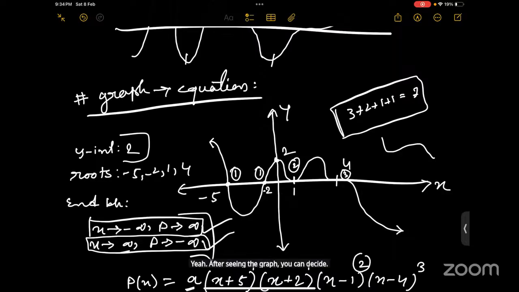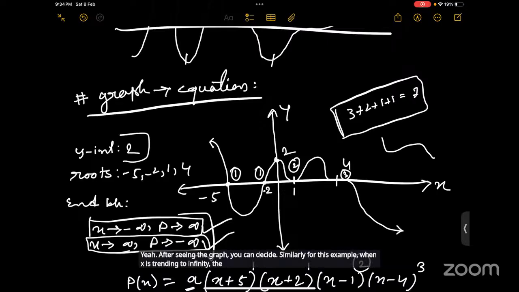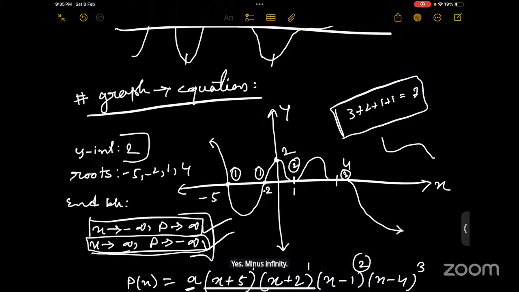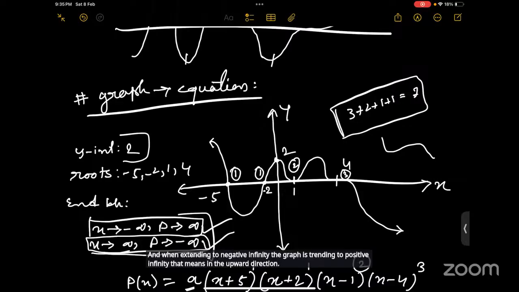Similarly, for this example, when x is tending to infinity, the graph is tending towards the downward direction, right? That means when x is tending to infinity, the graph will be tending to minus infinity. That means this second line, right? And when x is tending to negative infinity, the graph is tending to positive infinity. That means in the upward direction. That's the first line, right? Yes, I understand, ma'am.